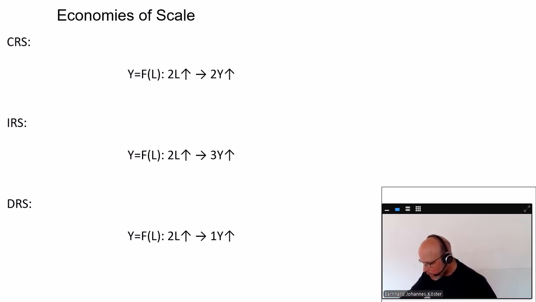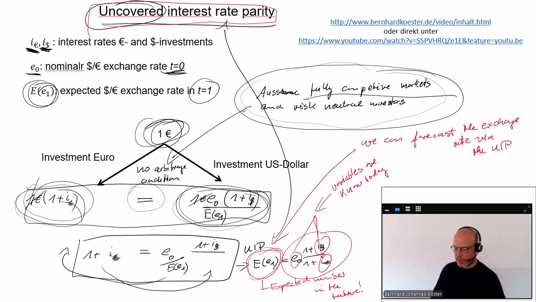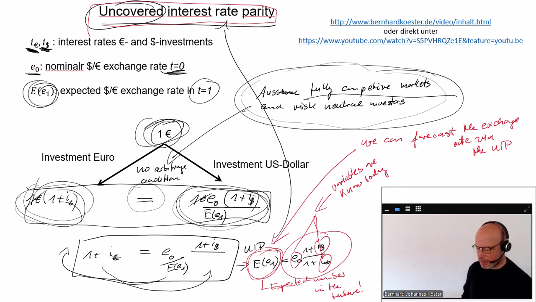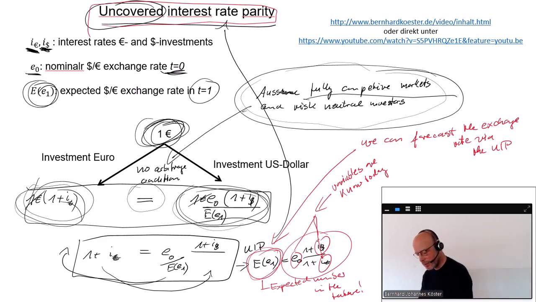The last time we also talked about the dependence between interest rates and exchange rates, and we derived the so-called uncovered interest rate parity. This is derived just from the classical opportunity cost argument that we have two investment alternatives: investment at home in the Eurozone and investment in the United States.